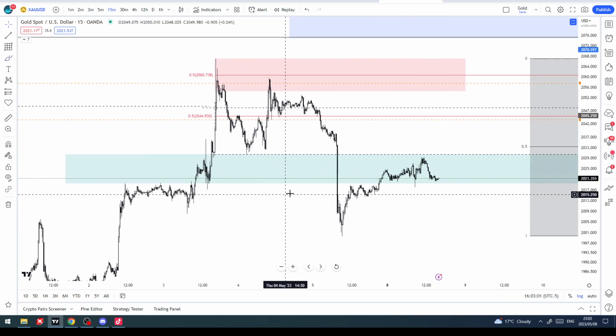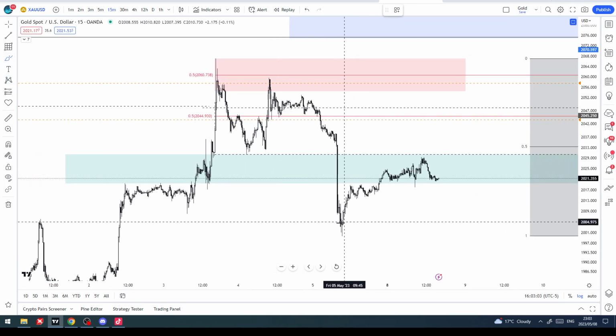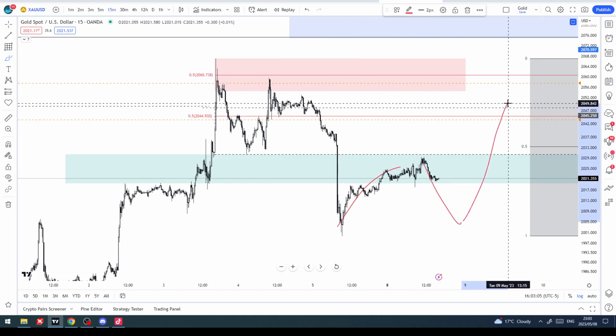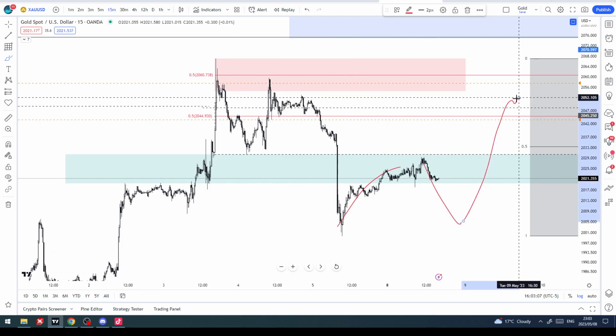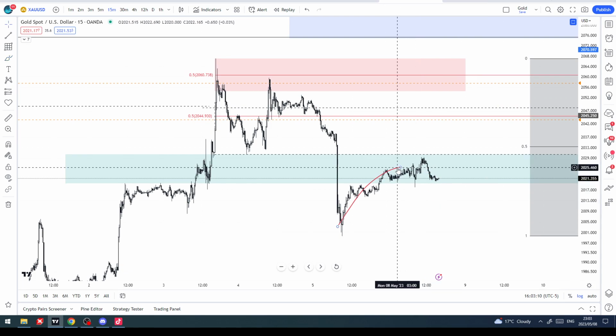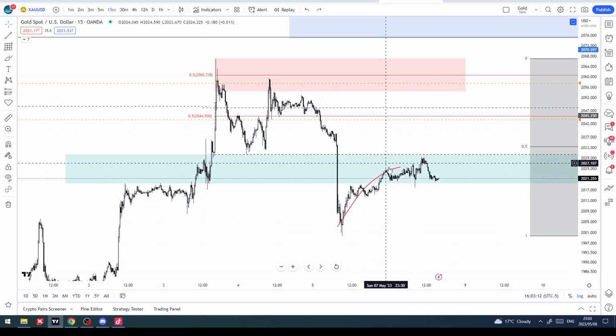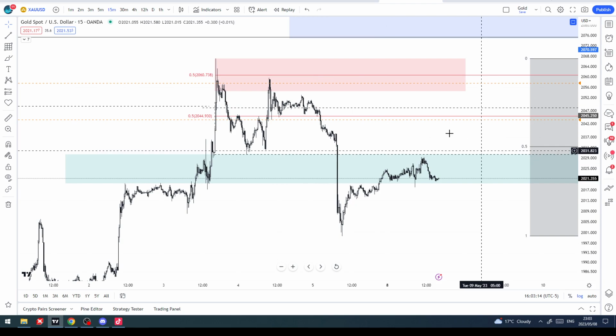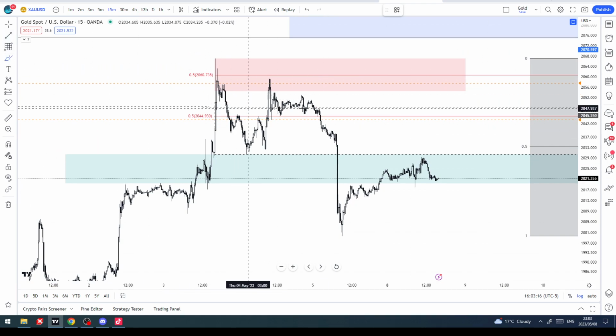I'm not interested in longing here. I'm just interested in how it gets there, or when it gets there. And when it gets there, I want to see certain things happen. Up candles form, up candle lows being taken, and then I can play.